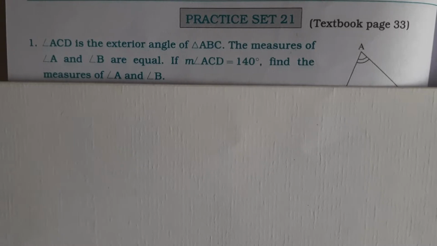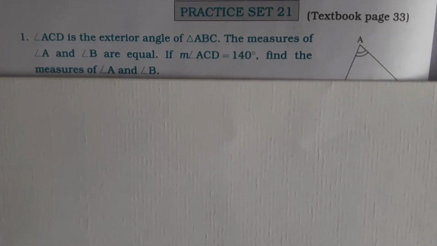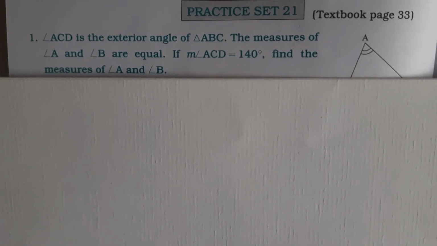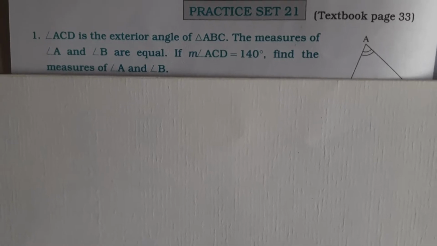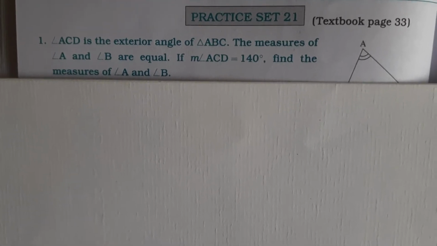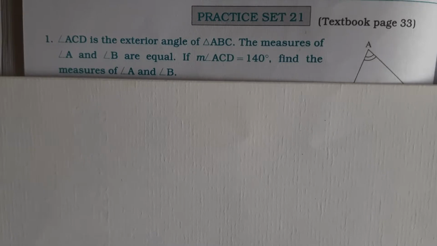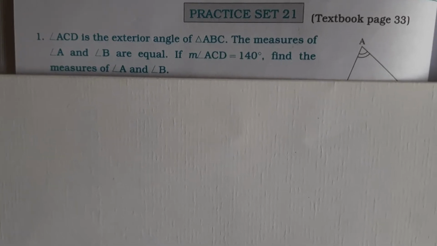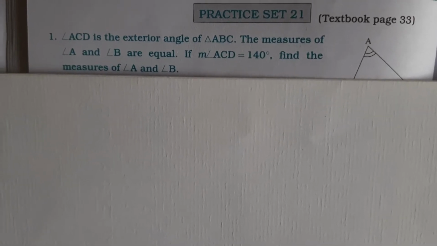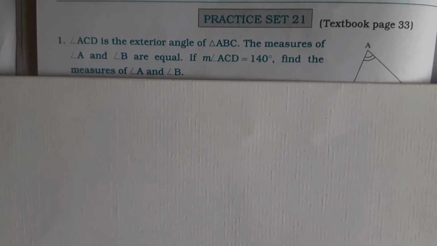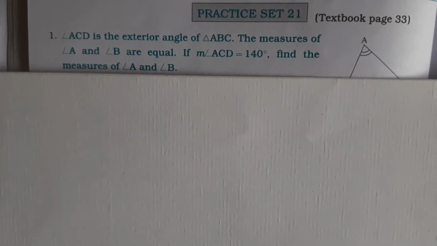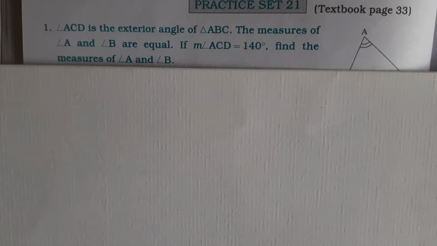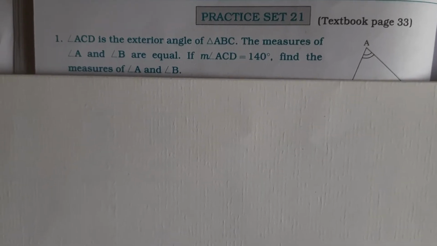Practice set 21, children. The first question: angle ACD is the exterior angle of triangle ABC. The measures of angle A and angle B are equal. If measure angle ACD is equal to 140 degrees, find the measures of angle A and angle B. You can pause it and copy the question, children. Now we will start solving the sum.